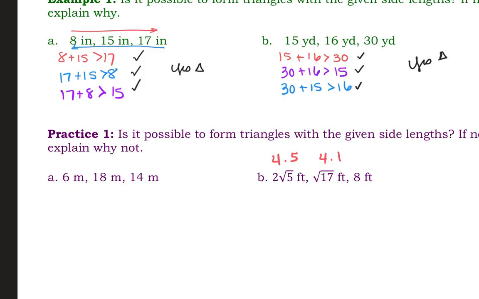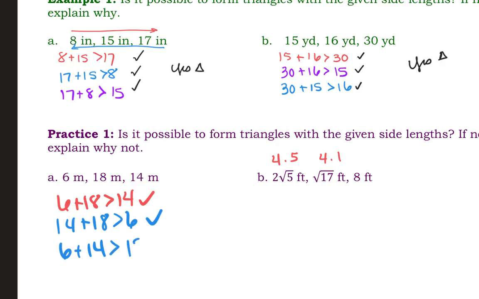So we have 6 plus 18. Is that greater than 14? Was that true? Yes. Okay. 14 plus 18, is that greater than 6? Yes. And then 6 plus 14, is that greater than 18? Yes. Yes, all right, so this one should have been yes, this one's a triangle. All right, look at the next one.